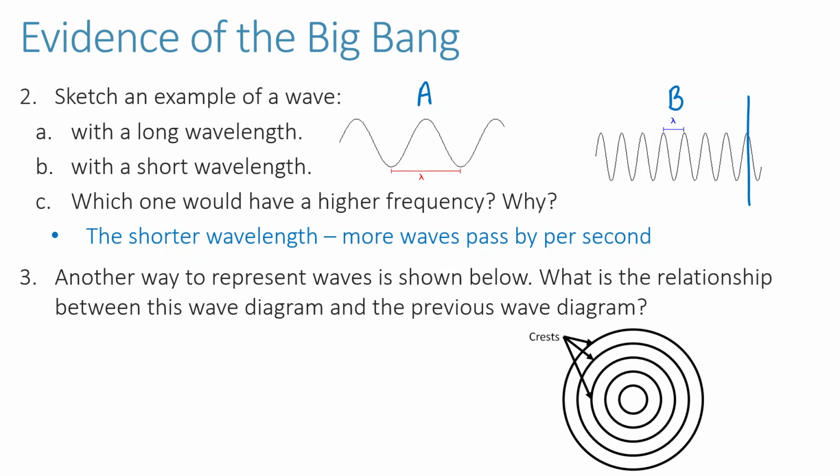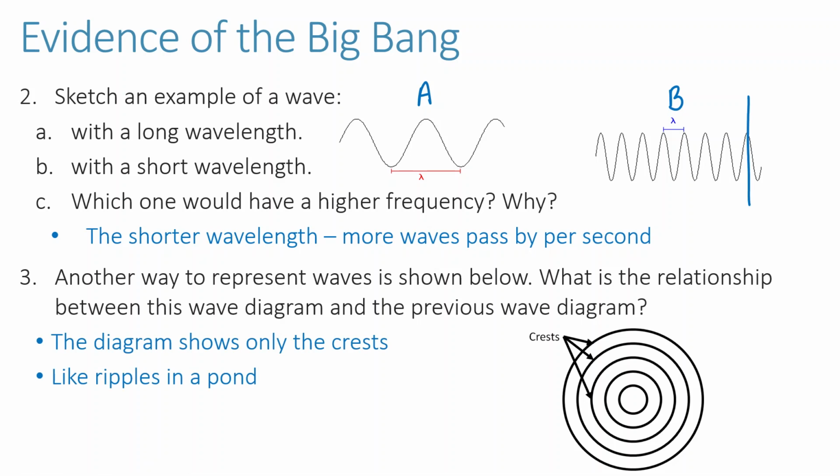Another way to represent waves is shown below. This diagram here is just showing us the crests of the wave. So we're just seeing the top part of the wave in this diagram. It's sort of like ripples in a pond. So if you took the distance between these two, that would give you your wavelength.